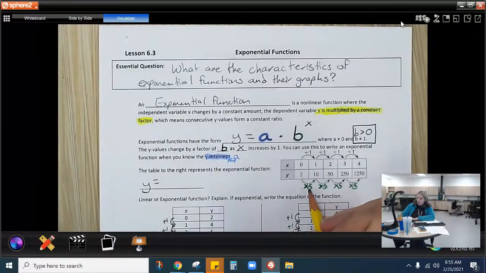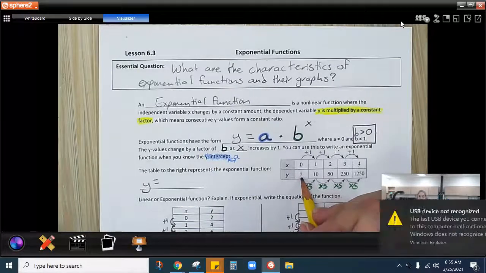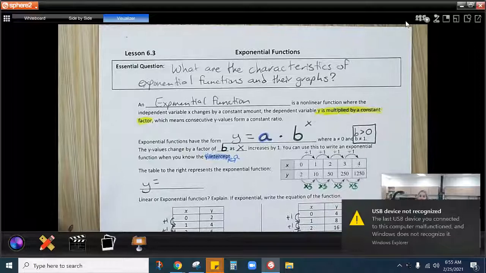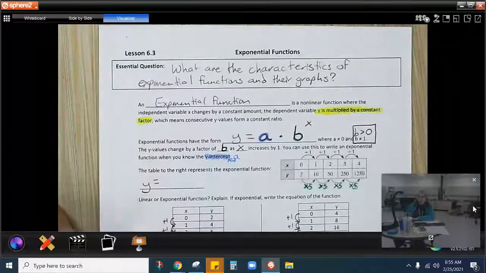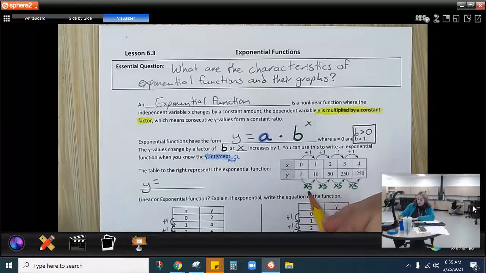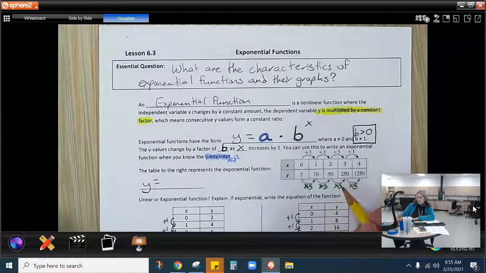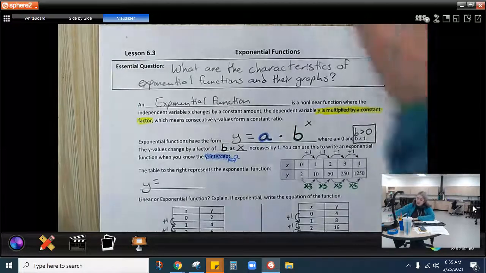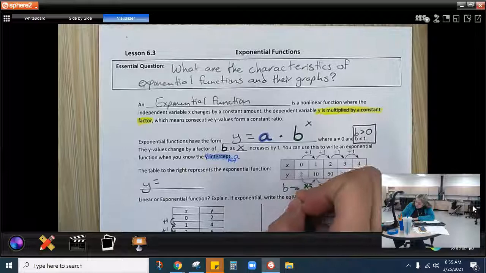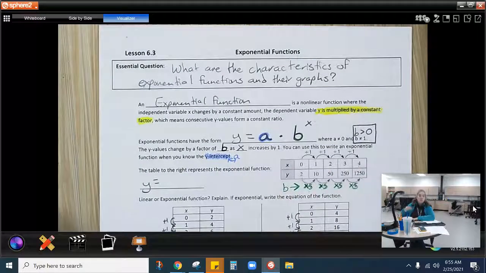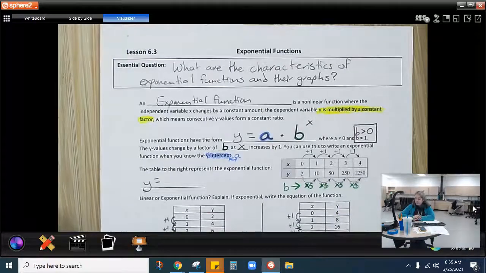Well, that's where we look at it and we say, how could I multiply to get from 2 to 10? In this case, I would have to multiply by 5, right? To get from 10 to 50, times 5. From 50 to 250, times 5. So you can see what the pattern is. So this right here is the b. That's the constant ratio. We're multiplying by the same amount. So that's how you know if it's an exponential, if you have a constant ratio that is being multiplied to get from one to the next, to the next, to the next.